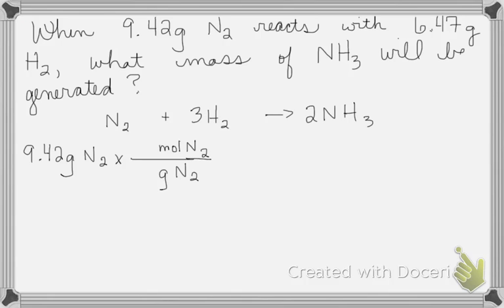What number goes on the top? 1. Does that 1 have anything to do with the coefficient in the equation? No. Because on the mole-gram step, it's always 1 mole. Always. The only place you use the coefficient is on the mole-mole step. What number goes on the bottom? 28.02. Right, because it's N2. So you have to use the 28.02.